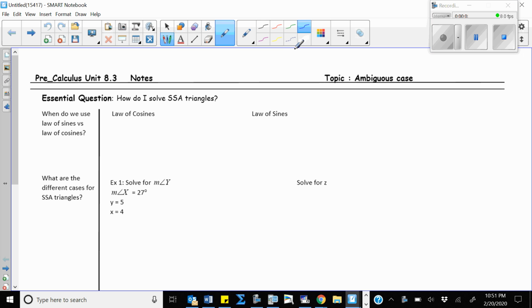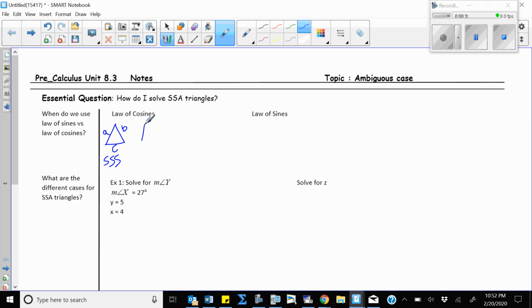Hi everyone, today we're going to learn about the ambiguous case, which is a special case of law of sine. But before that, let's go over what we have learned about law of cosine and law of sine. We know that if we have a triangle that has all the sides given like A, B, and C, this is a case that we call side, side, side. In this case, we use law of cosine to solve for any missing side or any missing angle.